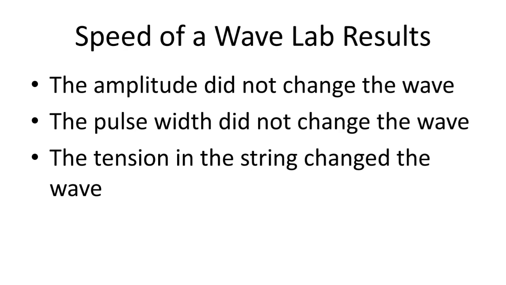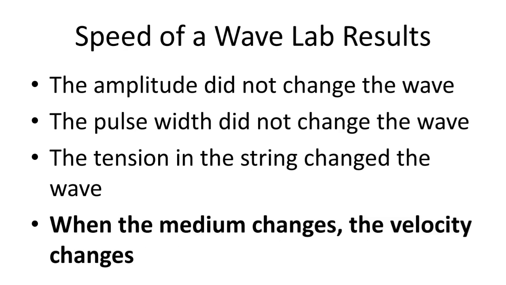If we think of different tensions in the way that different materials might create different tensions, a tightly wound spring is going to have more tension than a loose slinky. Since the only thing that affects the speed of a wave is the tension, when the medium changes, the velocity changes. This is an observation that becomes very important when we get into sound and water waves a little more deeply.